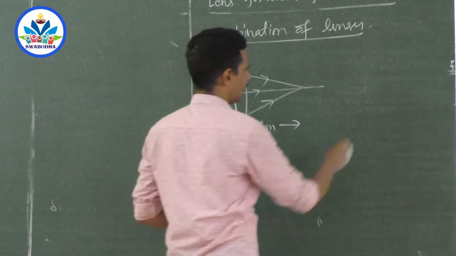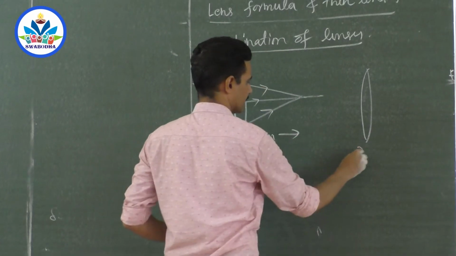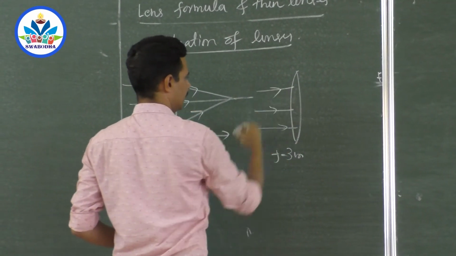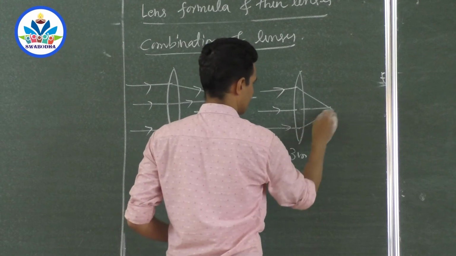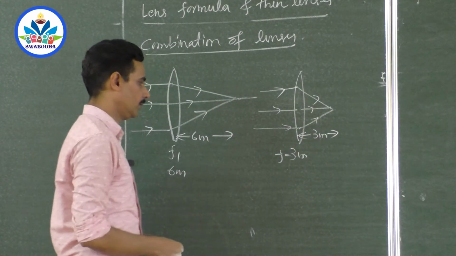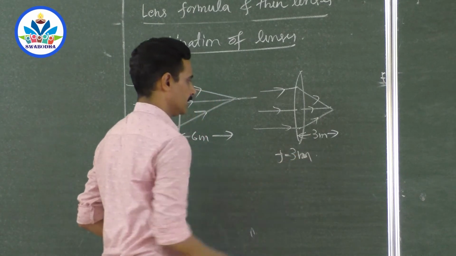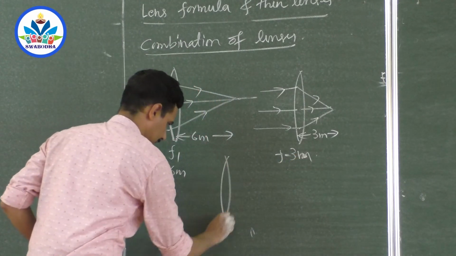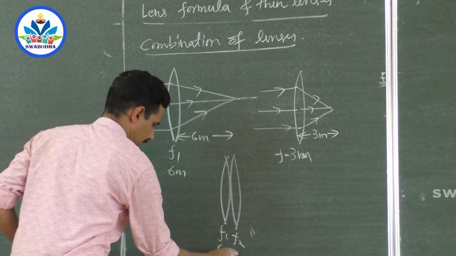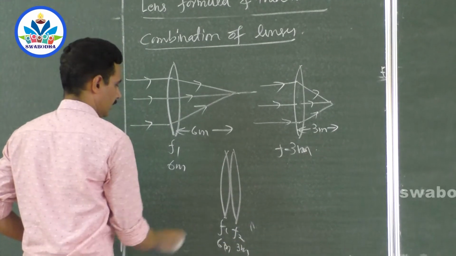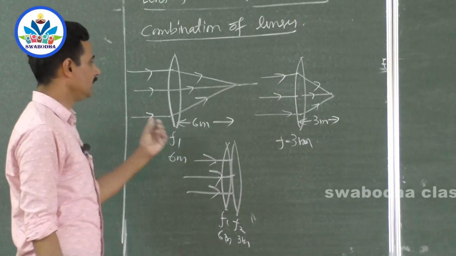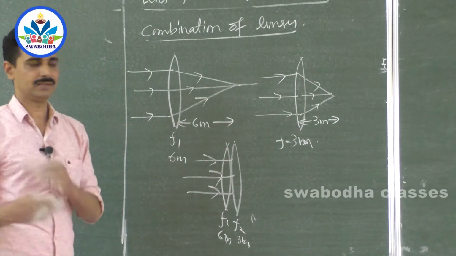Now I will take another lens of focal length 3 meters. What do you mean by that? If I incident parallel rays of light, they get focused at 3 meters like this. So this is 3 meters. Now my question is, if you combine these two lenses, f1 and f2, 6 meter and 3 meter focal length, and incident parallel rays of light on this combination, what will they do?